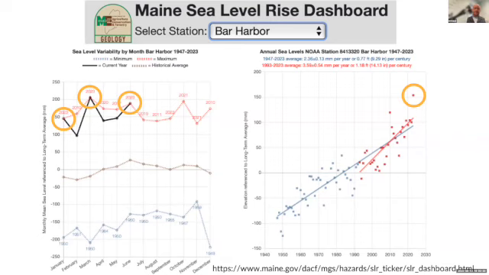Now, next on our list is sea level rise. So I pulled these figures today from the Maine Geological Survey's sea level rise dashboard from the nearest tide gauge to this area, which is over in Bar Harbor. And you can see these orange dots. On the top of the left-hand figure, you can see the historic highs, the highest sea levels recorded by month. And you can see 3 of them so far this year have occurred in 2023 in the over 100-year history of these tide gauges.